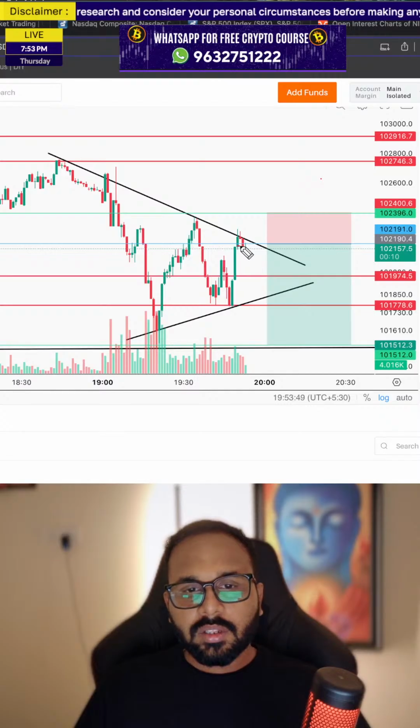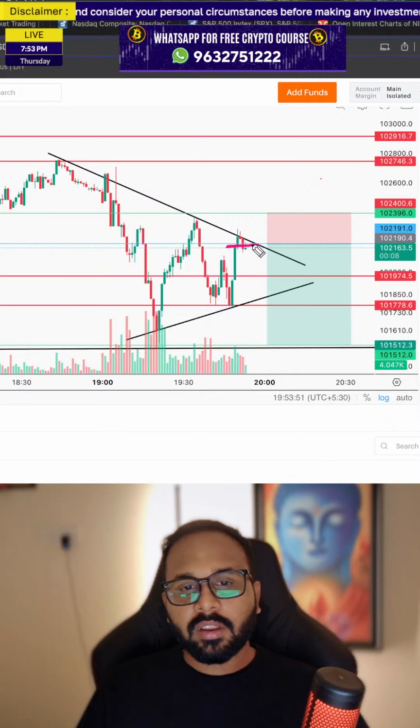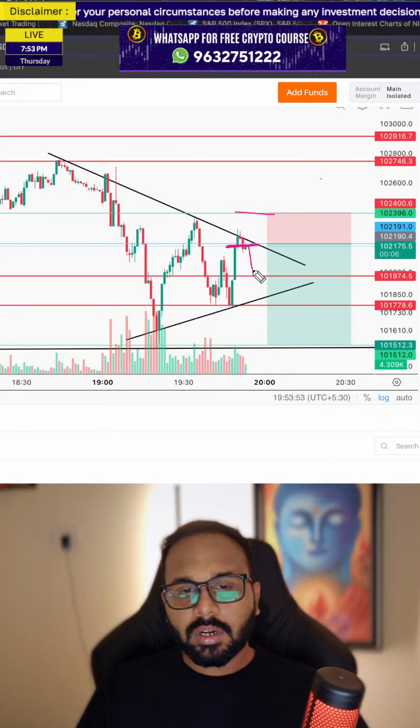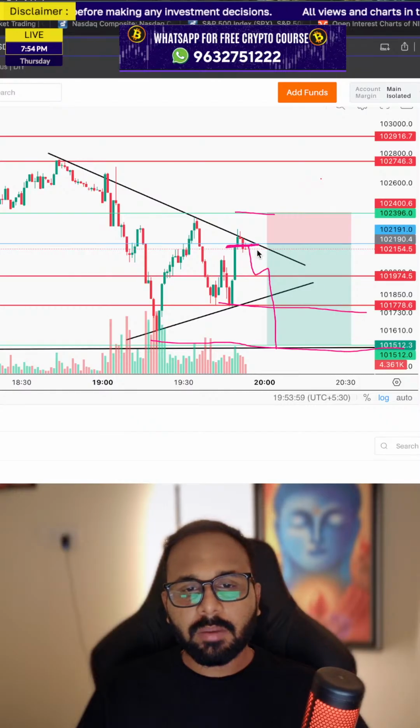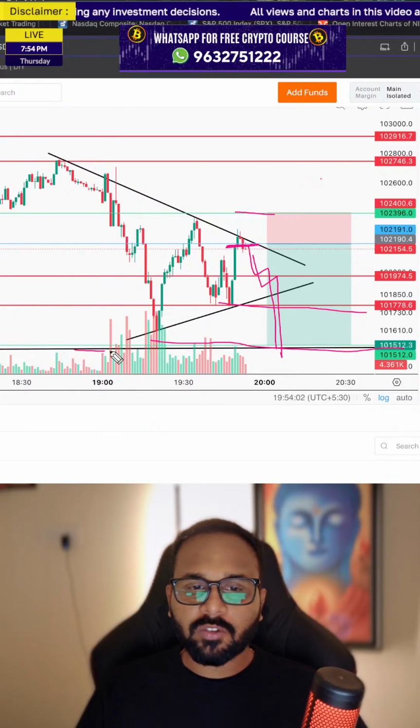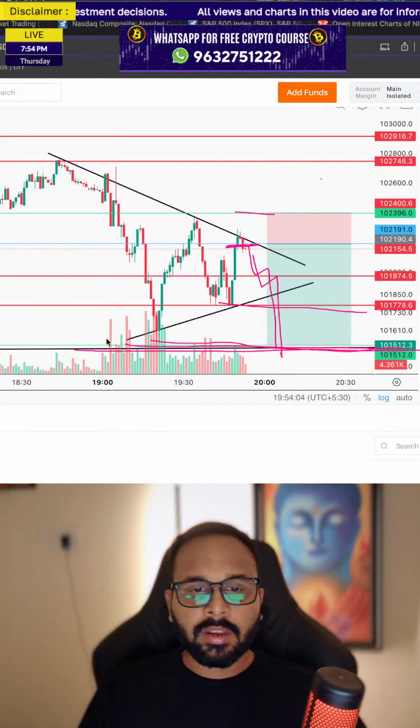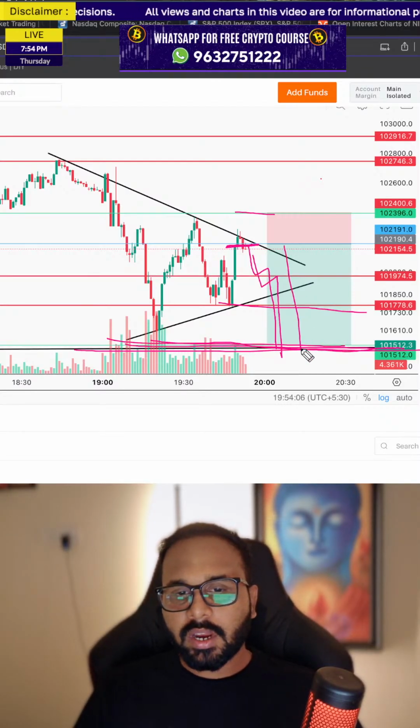Those who wish to enter the setup, you can do that. Entry here, stop loss here. Target, we are expecting a bigger target in this particular trade. Some people might say this level can be the target, but I feel there is potential of the market reaching this area. That's why I have planned a bigger target.